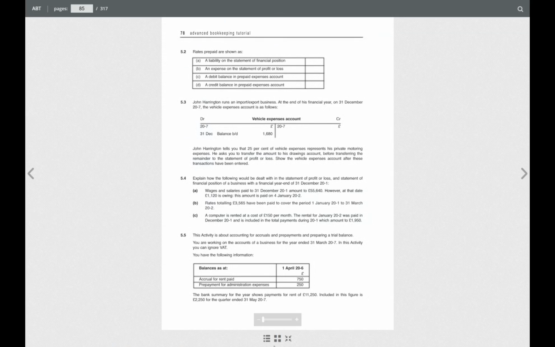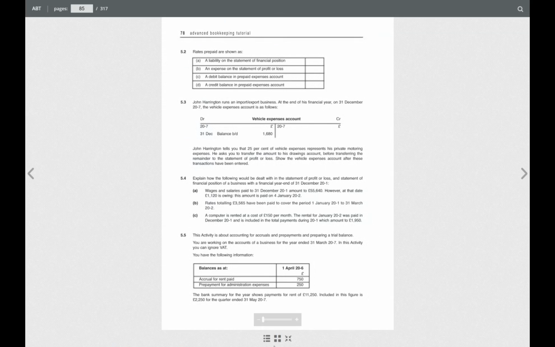Rates prepaid. What is rates? It's like council tax for the business. It's an expense. It's a liability for the business, an expense. It's a prepayment, so it is an asset. Oh, sorry, prepaid, yes. Accrued expense is a liability, we have not paid. But prepaid expense is an asset. So note it down somewhere that prepaid expense is an asset.